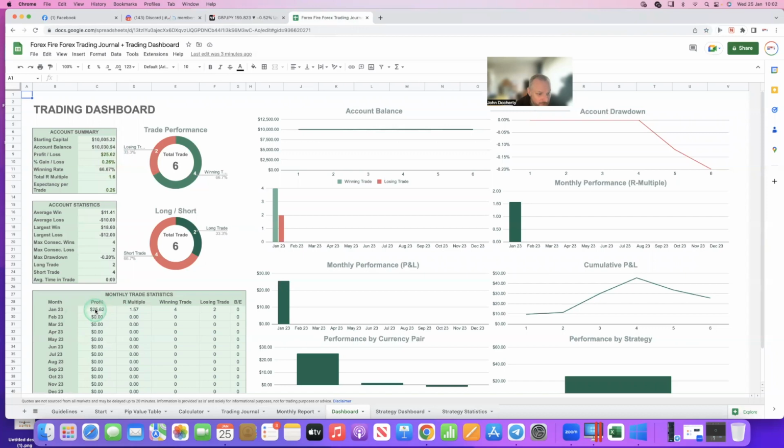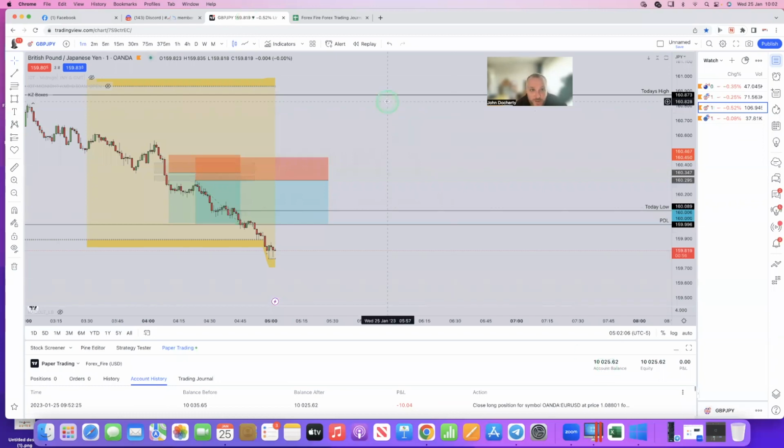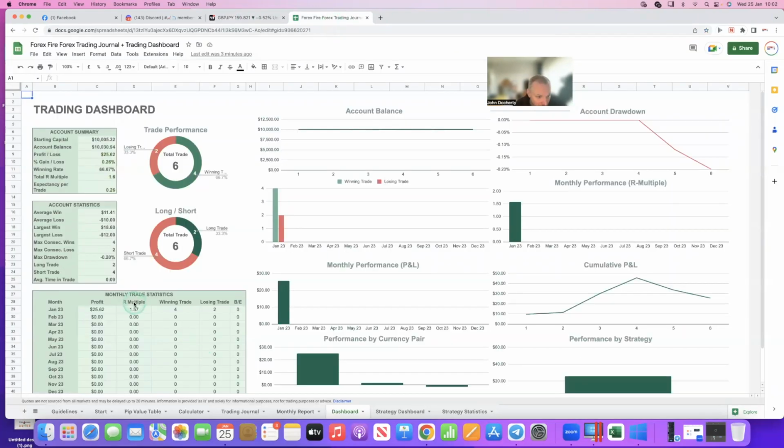We've got $25.62, which coincides with this, and if we go on the paper trade, it coincides with that. We've got a Sharpe ratio above 1 still, so we're at 1.57. We've had 4 winning trades and 2 losses, okay? So again, long trades, short trades, trade performance, 6 trades. We've won 66.7%, and we've lost 33.3% because of them 2 losses.